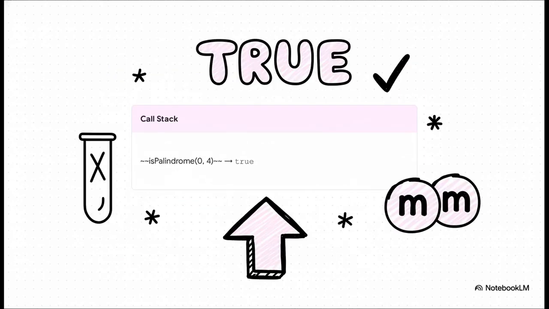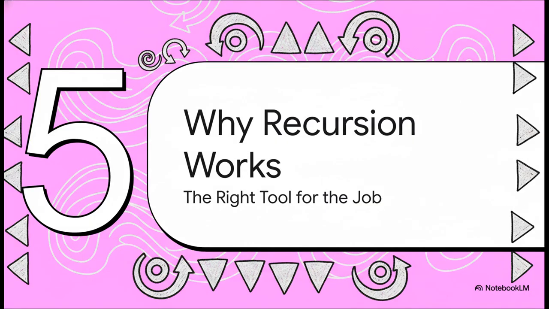And at last, we're back to our original job, the one that started it all. It gets the true it's been waiting for this whole time. It already knows its own M's matched, so now it has the final answer. The whole word is a palindrome, it returns true, and the stack is now empty. We did it.